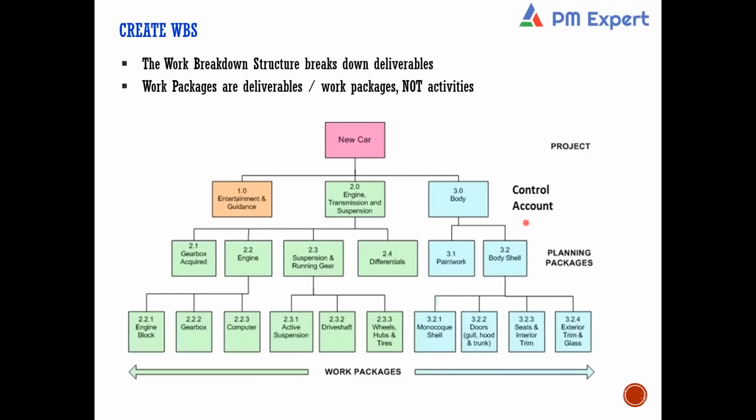For example, suppose this is Honda Cars or Maruti. They have to launch a new model of a car. So a car can be decomposed into a hierarchical structure like this. For example, it can include entertainment and guidance, engine, transmission and suspension, body, and they can be further decomposed. Are you okay with this structure, first of all? The overall scope has been decomposed into more manageable units, right? Is that okay?